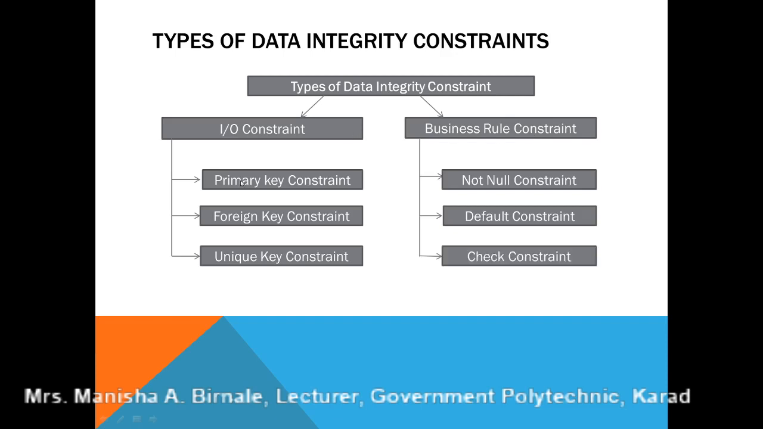And in today's lecture, we are going to see two IO constraints. First, primary key constraint and unique key constraint. And remaining constraints you will learn in next lectures. So IO constraints. First IO constraint is the primary key constraint.